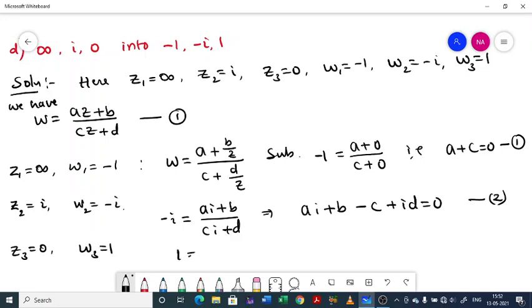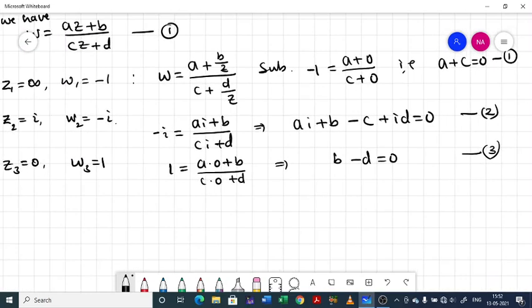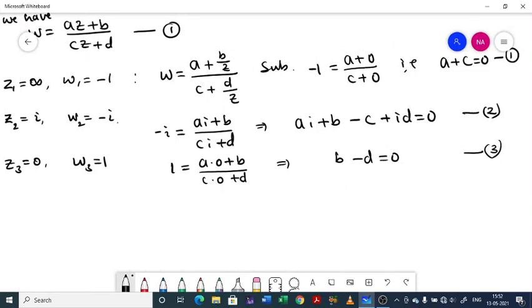Next, z3 equal to 0, w3 equal to 1. So 1 equal to a into 0 plus b divided by c into 0 plus d. So it will be b minus d equal to 0. That is equation 3. Now with this we have to have two equations in three variables, right? So that is not achieved here. So we have to simplify some equations.